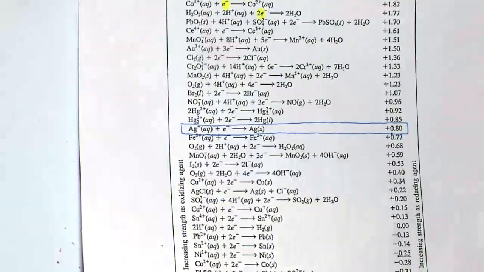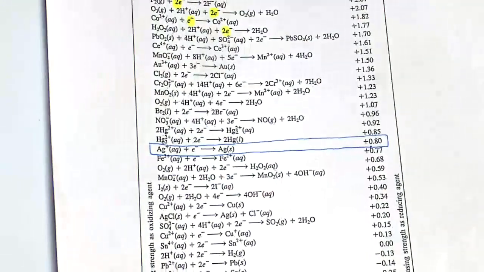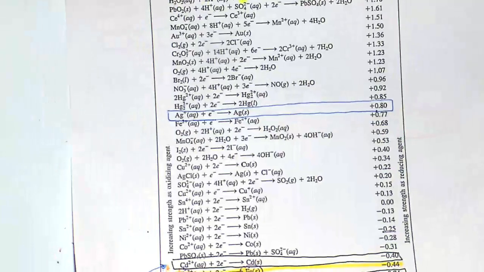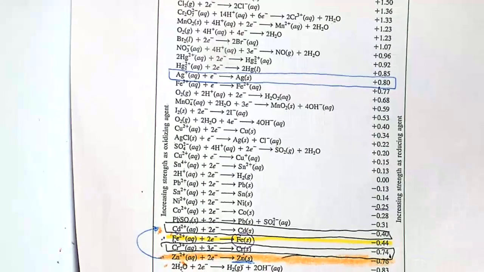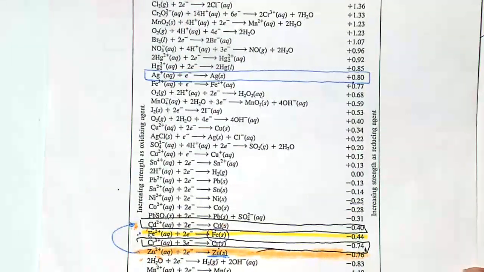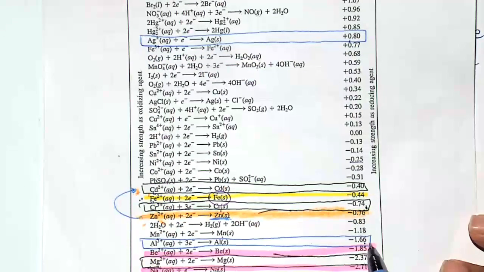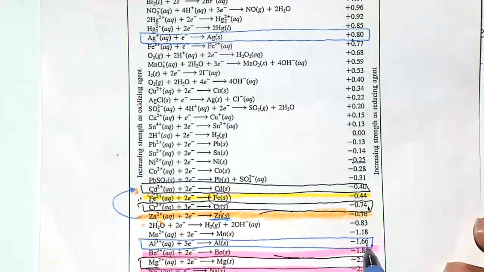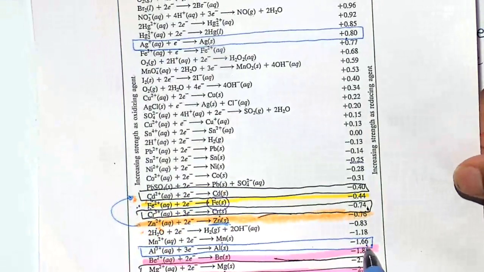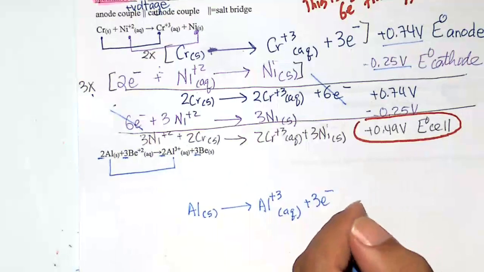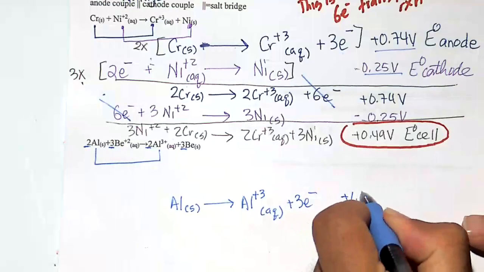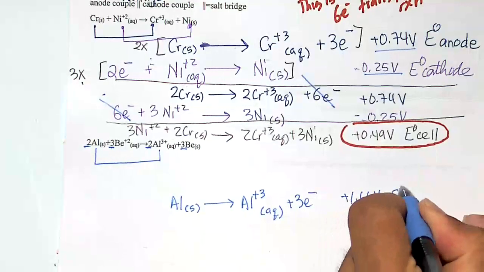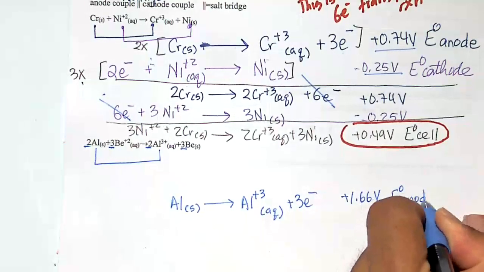And what is this on our sheet? I'm sorry, it's not negative 1.66 volts. It is not. What is it going to be? It's going to be positive, right? Because we flip it. So positive 1.66 volts. We call this E anode.